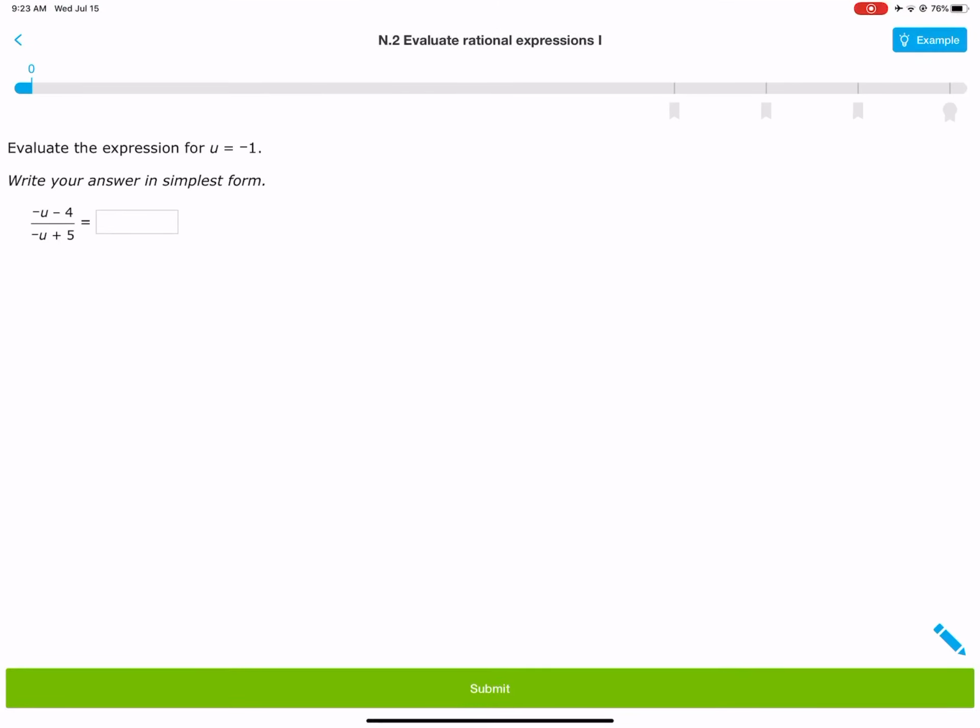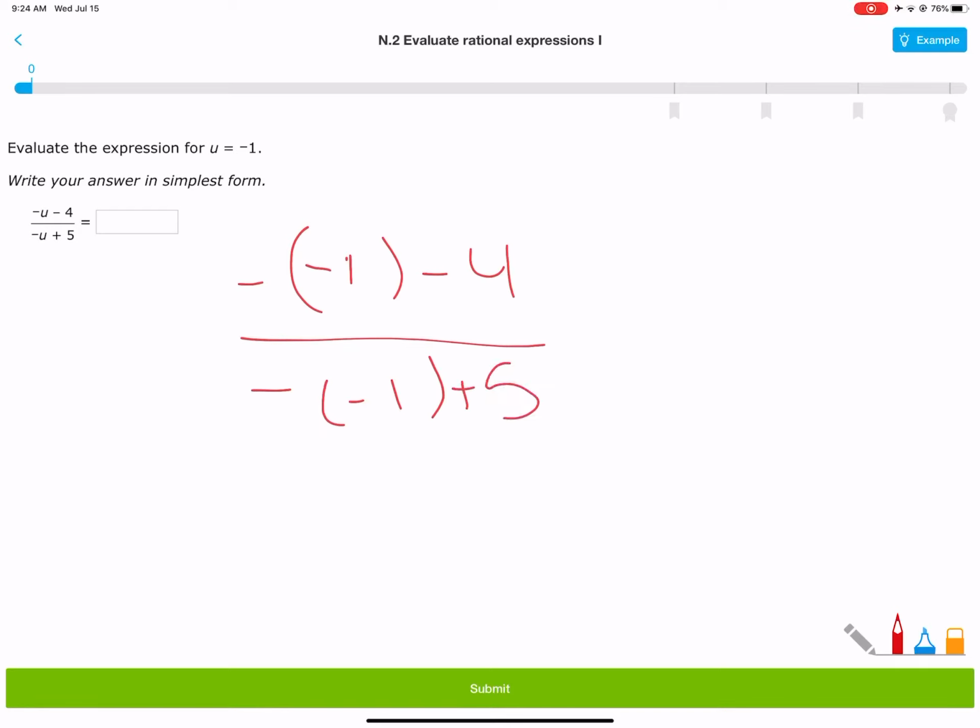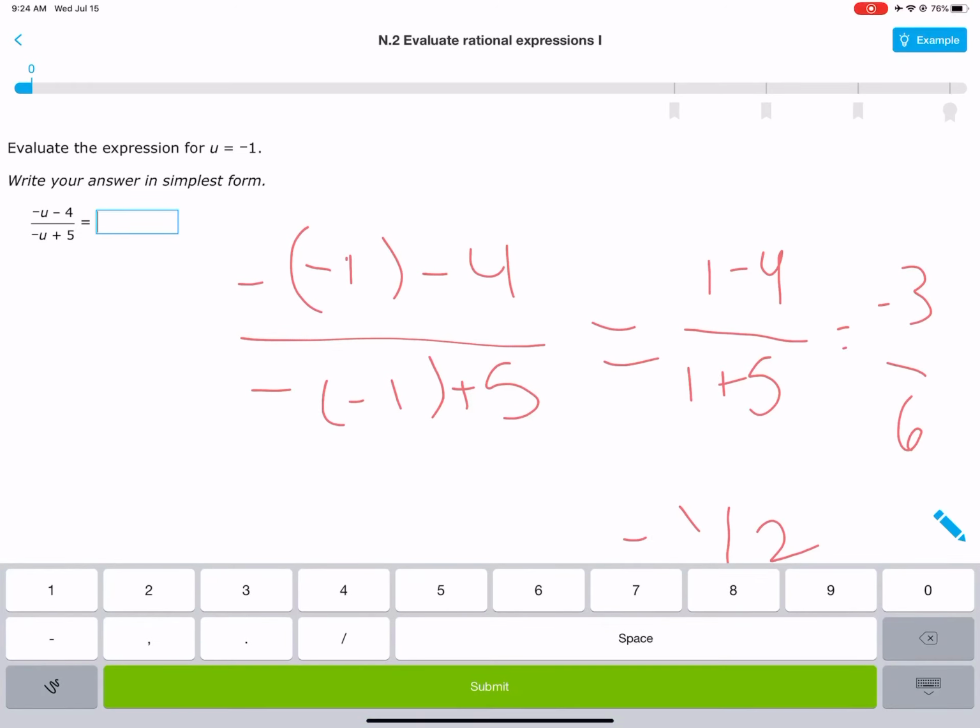And we are evaluating rational expressions. So what we're doing is we are plugging in -1 in for u. Okay, so I just replaced the u's with -1. This becomes 1 minus 4. This becomes 1 plus 5. And that becomes -3 over 6, or -1/2.